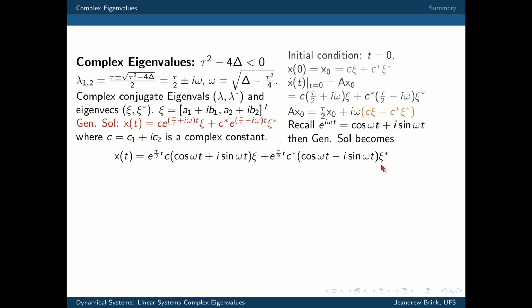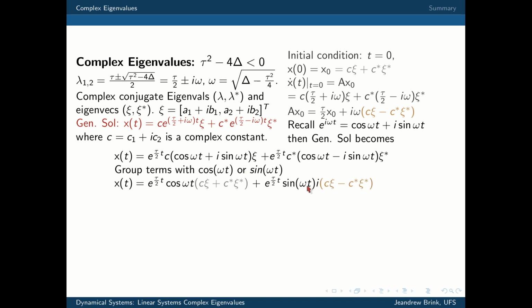Okay, the next step now is to group all the terms that come in front of cos omega t and in front of sine omega t. In other words, we're going to write cos omega t times e to the tau over 2 t times the constant times the eigenvector, plus every coefficient of this. So we're going to add c star e to the tau over 2 t times c star. Okay, so that's what we get in front of cos omega t, and we do a similar thing and group whatever is in front of sine omega t in the following way.